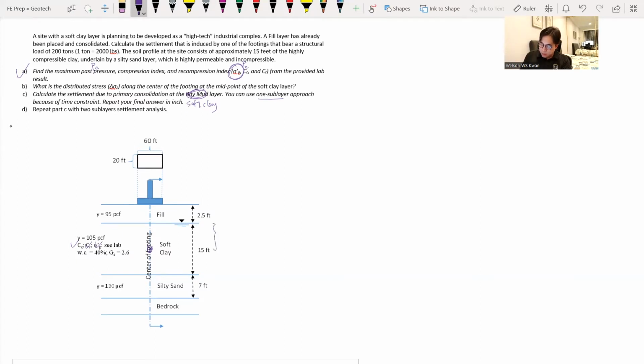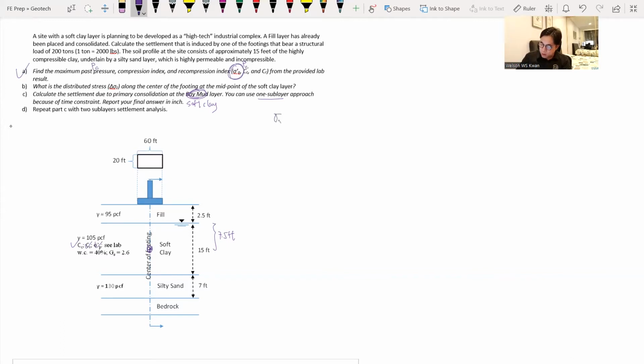So this is 7.5 feet at the center of that clay layer, and also at the midpoint of the footing. So first we want to find out the initial stress at the midpoint of the soft clay. Then we go ahead to do our stress analysis.